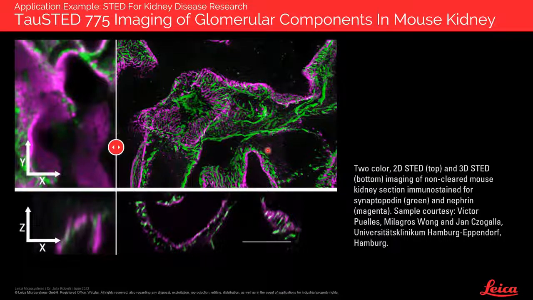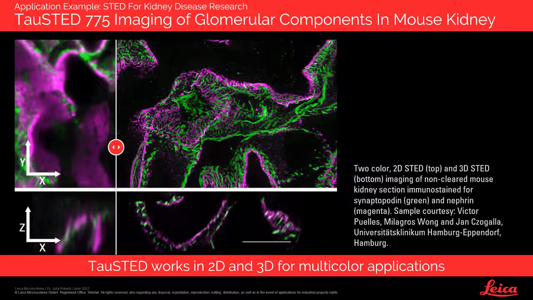And what we can see here, when we go from confocal to tau-STED in 2D and in 3D, is that with tau-STED we can increase the resolution and the image quality in 2D and in 3D with multicolor applications, as is in this case the localization of the two different proteins within the sample.